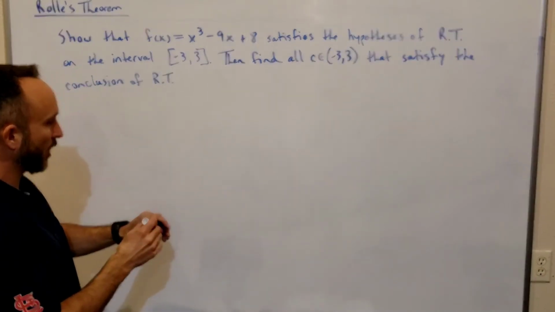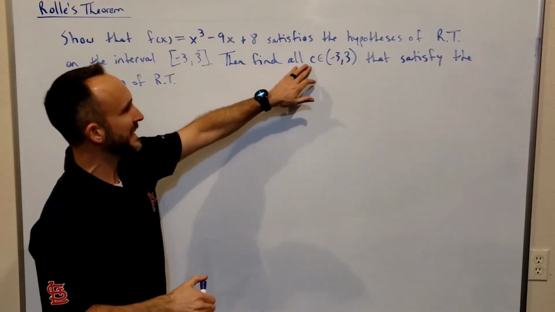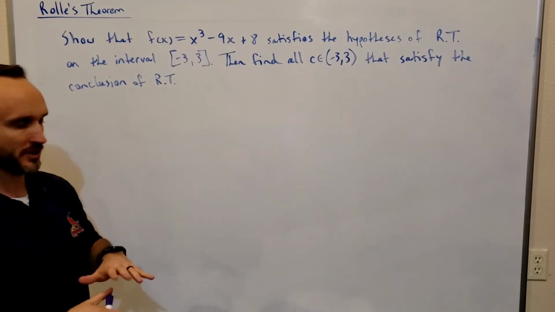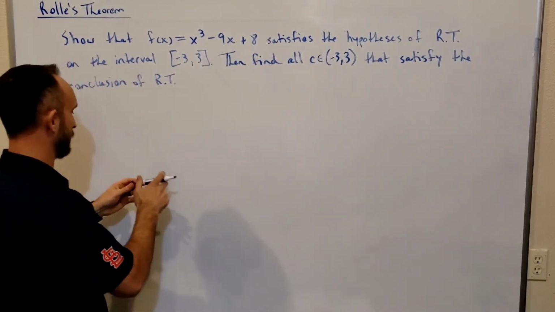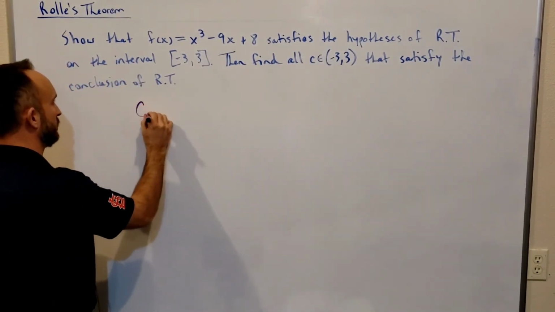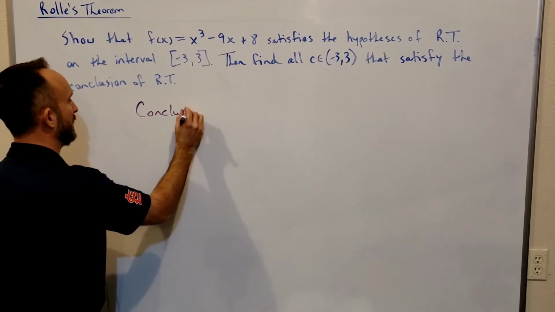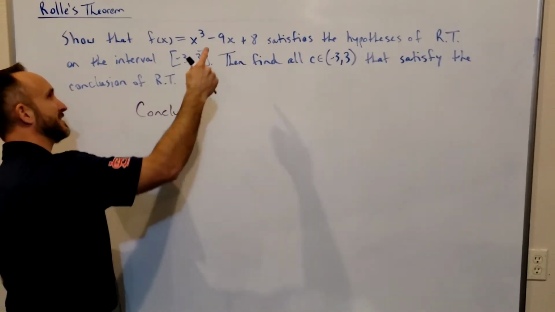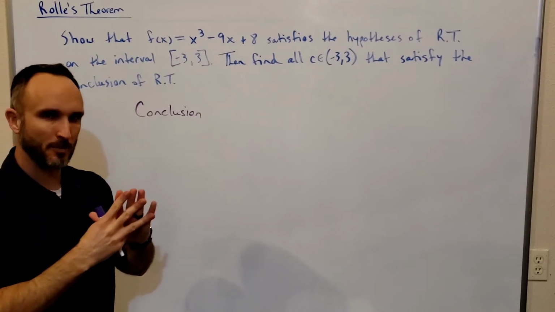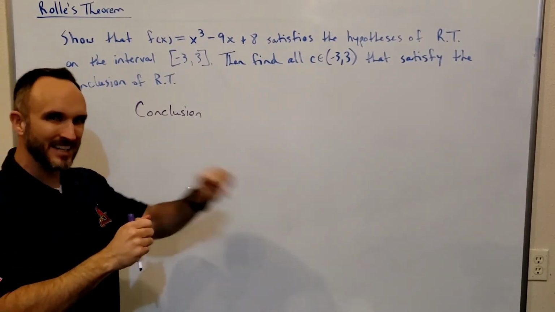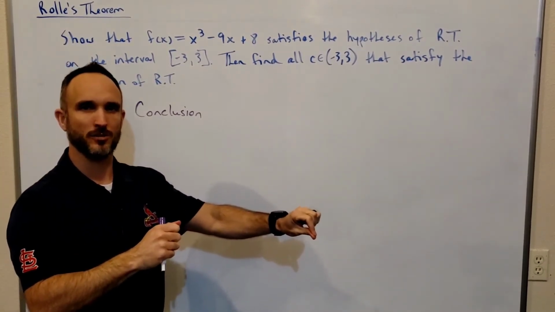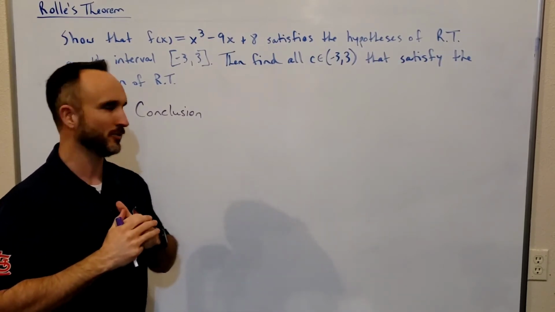Now the next part, it says find all c that satisfy the conclusion of Rolle's theorem. So let's remind ourselves of the conclusion of Rolle's theorem. We know that since this function satisfies the three hypotheses, we know for sure that there is a c that satisfies the conclusion. There has to be.